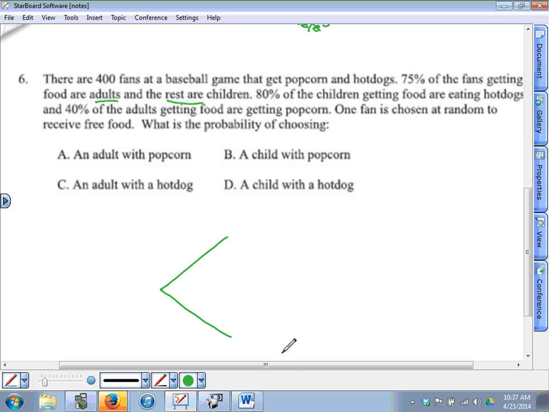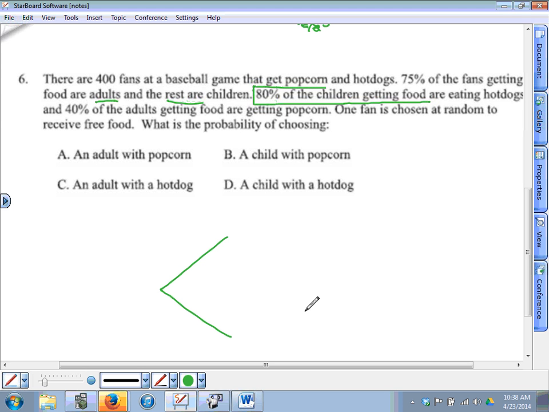Actually, you can go two ways. You can do adults and children or popcorn. The first, you guys listen. You have to set this up correctly. This statement right here tells you exactly how this needs to be set up. It says 80% of the children. So that means we have to have 80% of another branch. So what should that first branch be? Children. And then we can branch out from children.